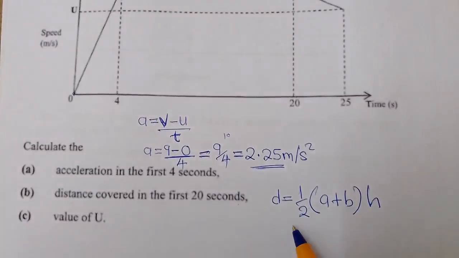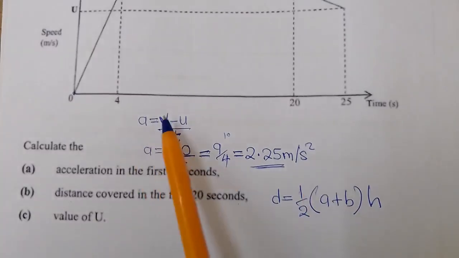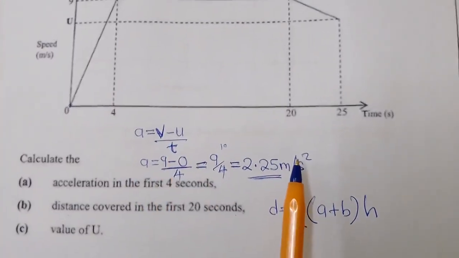So with this formula of a trapezium, what we need to know is that we've got 2 sides which are parallel.